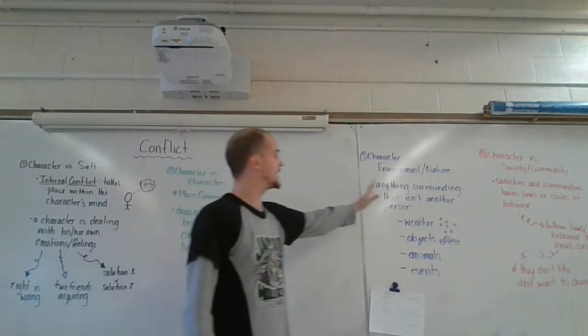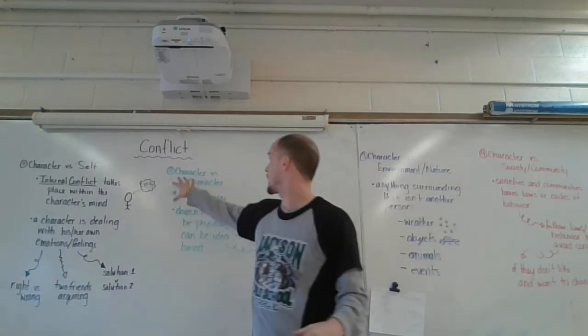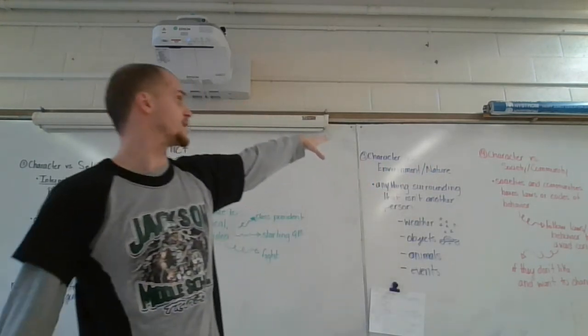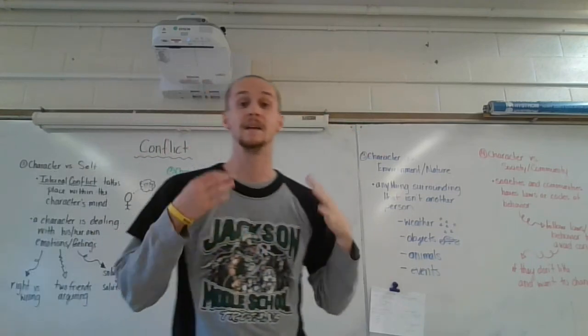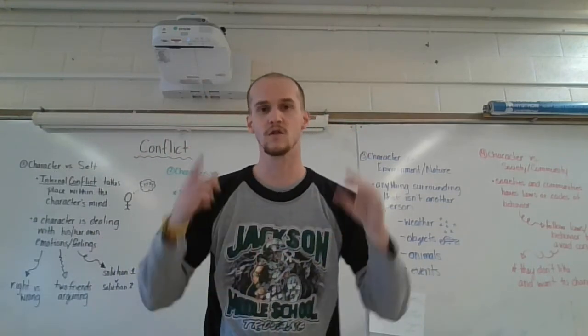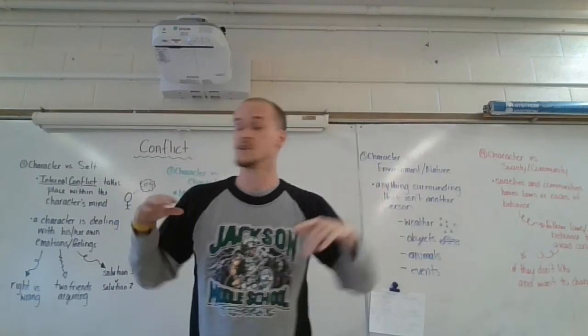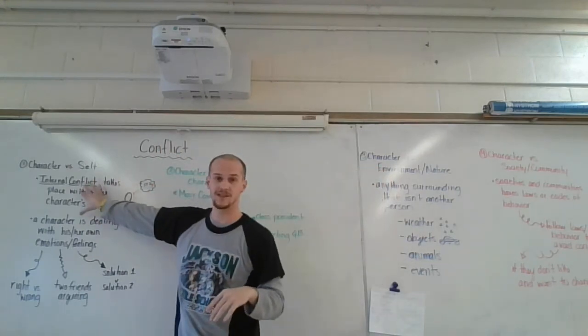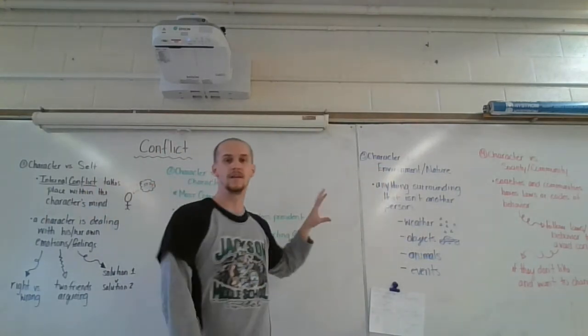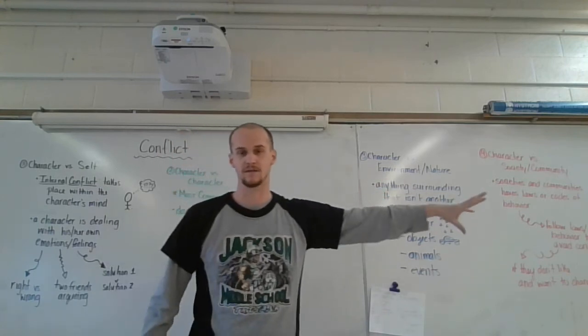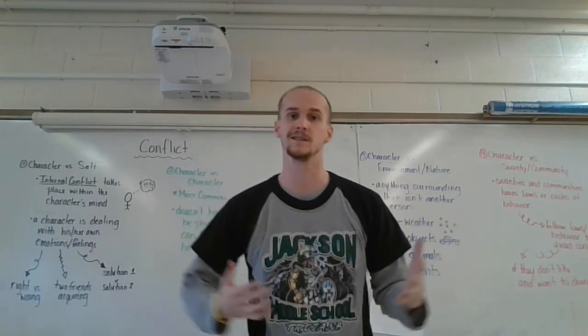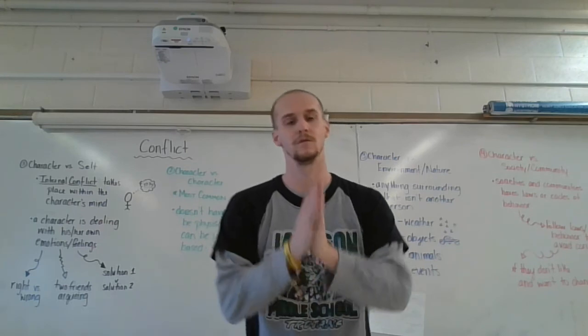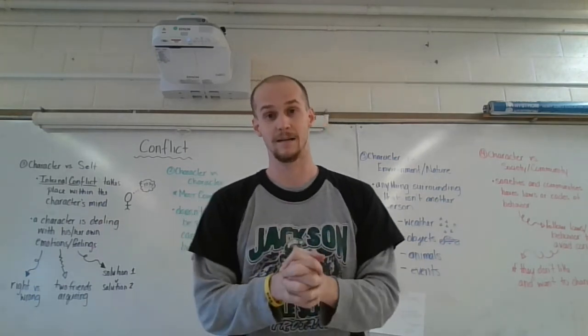But these 3 conflicts, character versus character, character versus nature, character versus society, you can see those. Those are visual to people outside. So if not being able to see the conflict is internal, then these 3 would be the opposite types of conflict, which are external conflicts. And these are conflicts that are visible and tangible and can be seen.